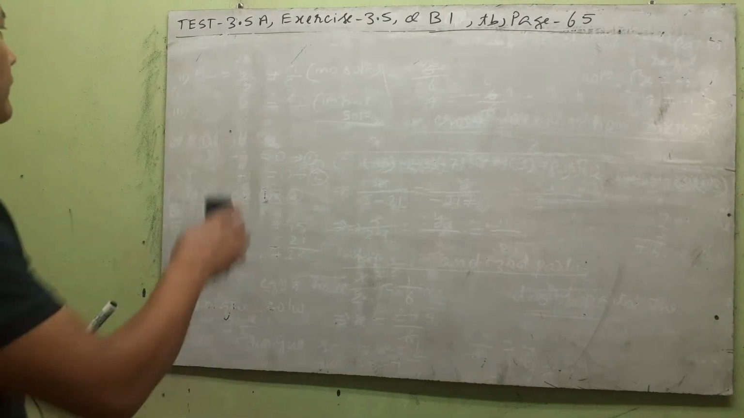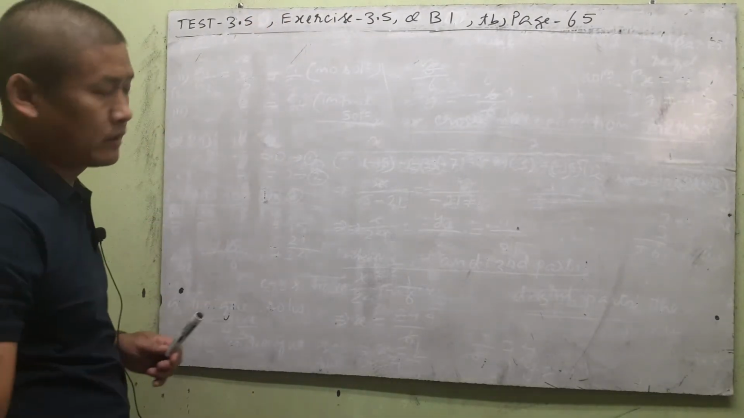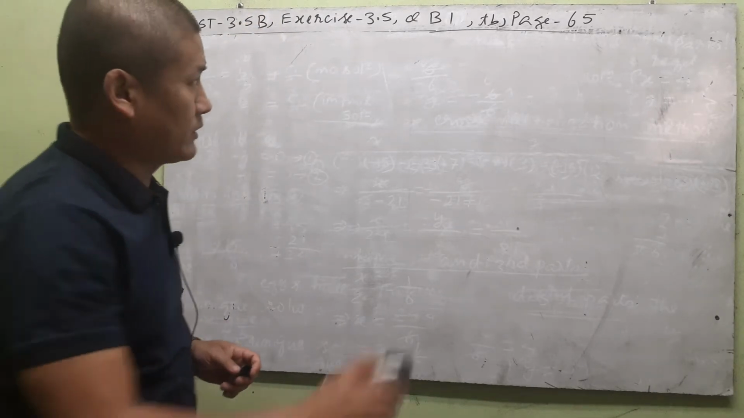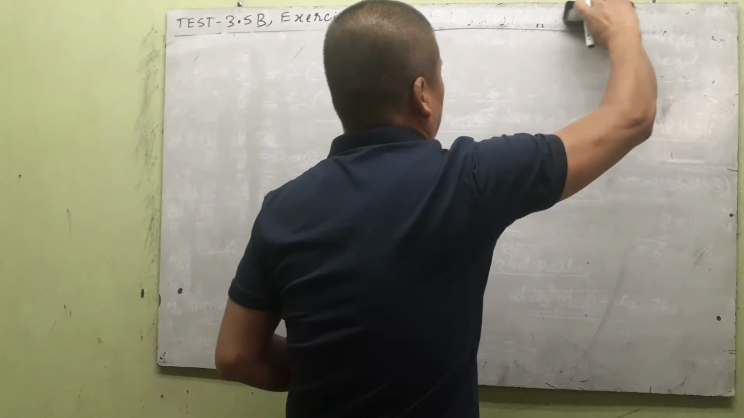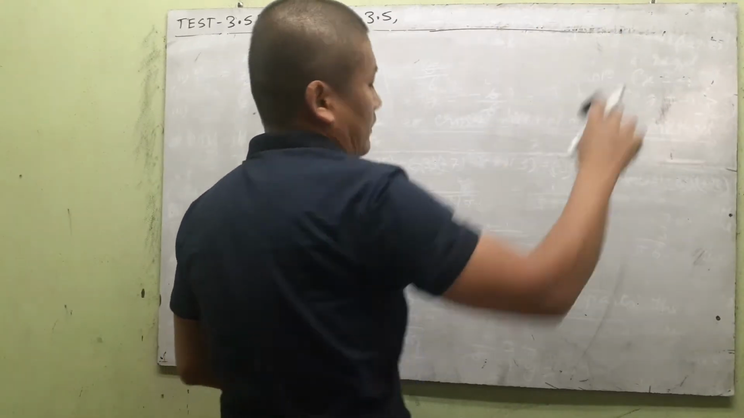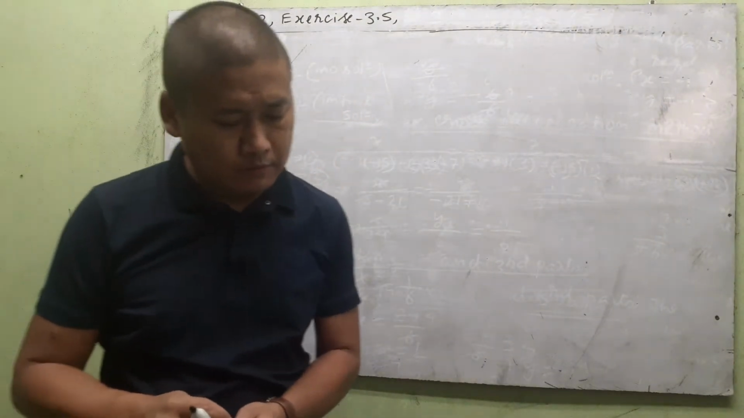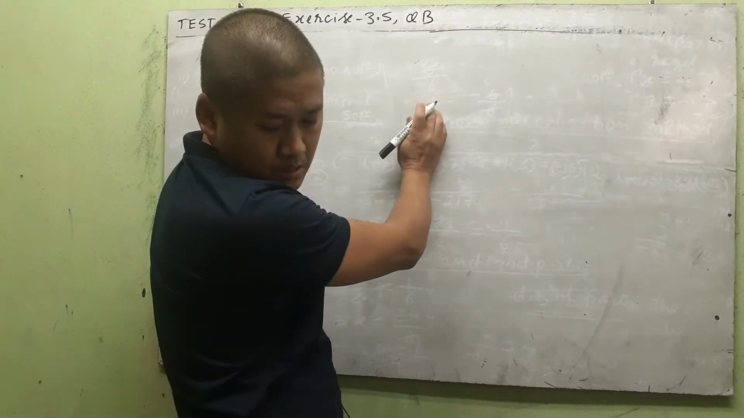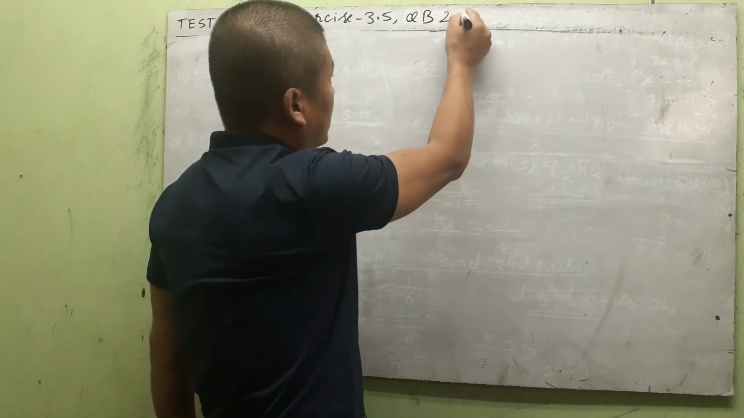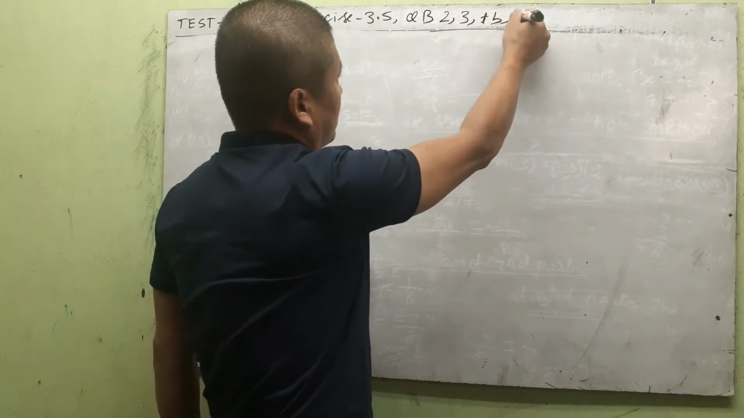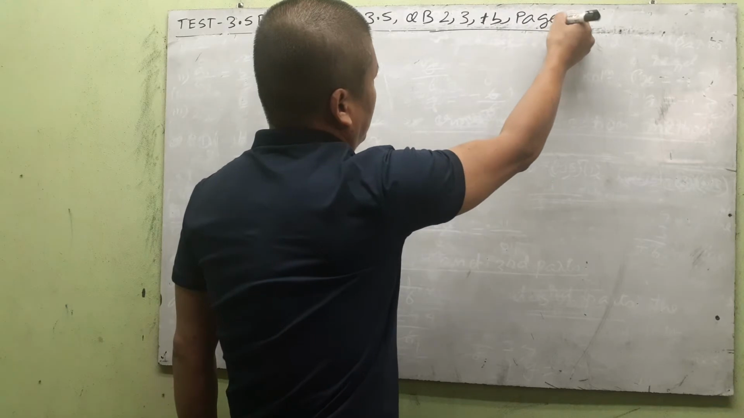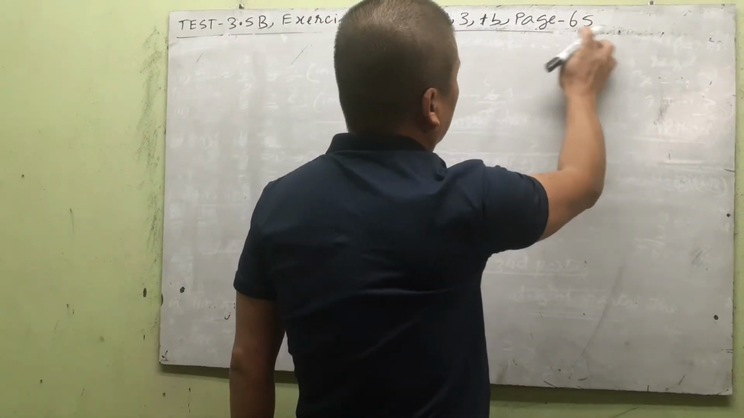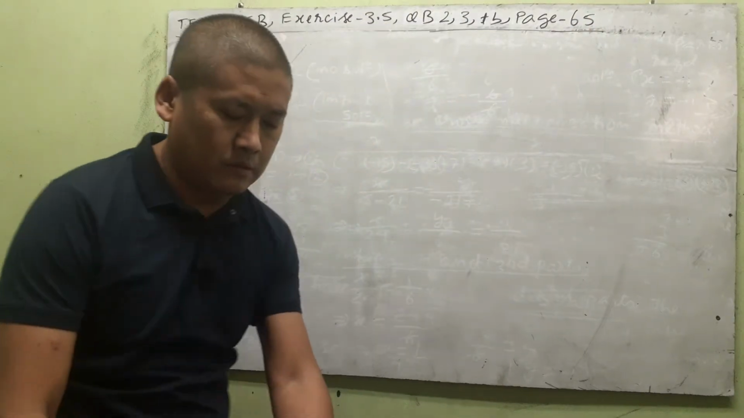Okay, so the next test after 3.5a is your 3.5b. Same exercise, and then the question is a different one. So this will cover question B. Question B, 2,3 is on textbook page 65 you'll find. Okay, let's start here.